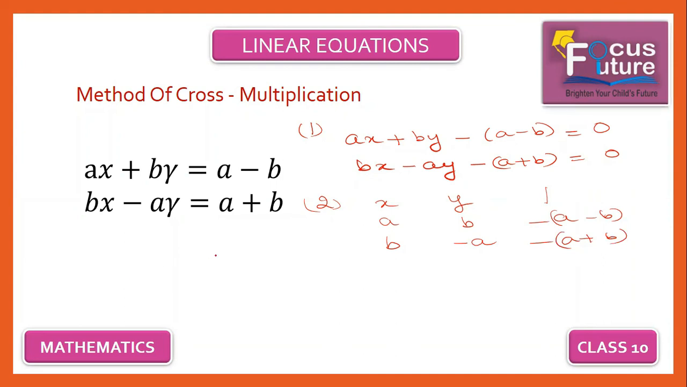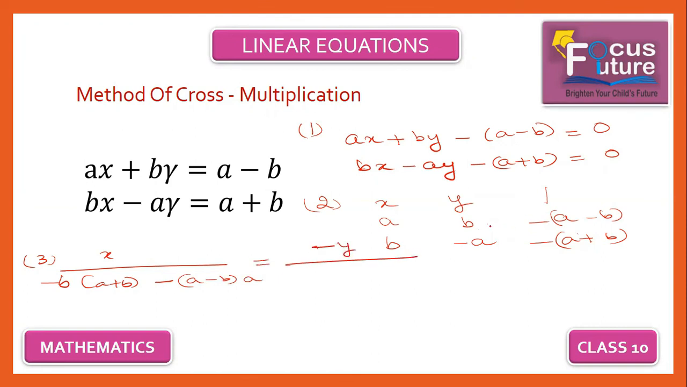Step number 3, we would be writing x divided by, cross multiply this b into minus b into a plus b minus. So minus minus would be plus, and you have one more minus, so that would be minus a minus b into a equal to minus y divided by what? Let me just write this down.